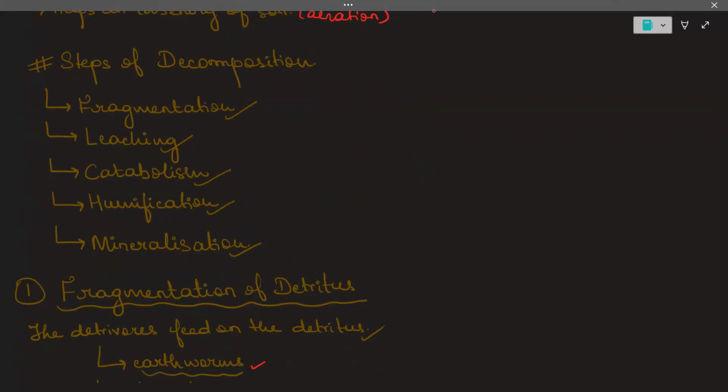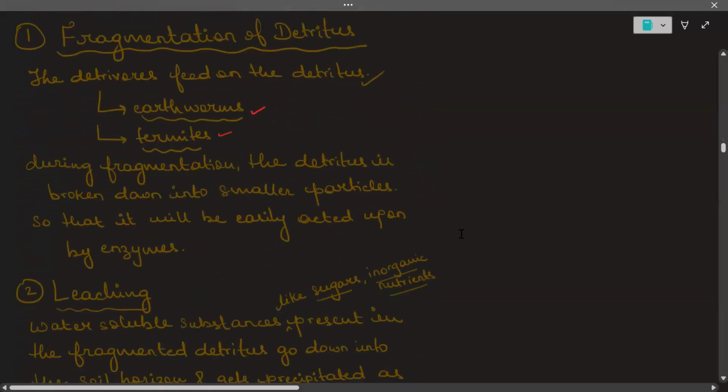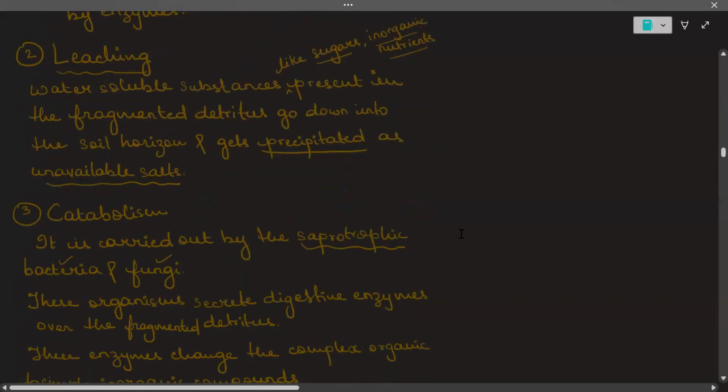So the first step is fragmentation of detritus. In this case, the detritivores feed on the detritus, and during this process the detritus gets broken down into smaller particles so that later on when the enzymes act on it, it will be easier for the enzymes to digest. Then there is leaching, which is the second process.